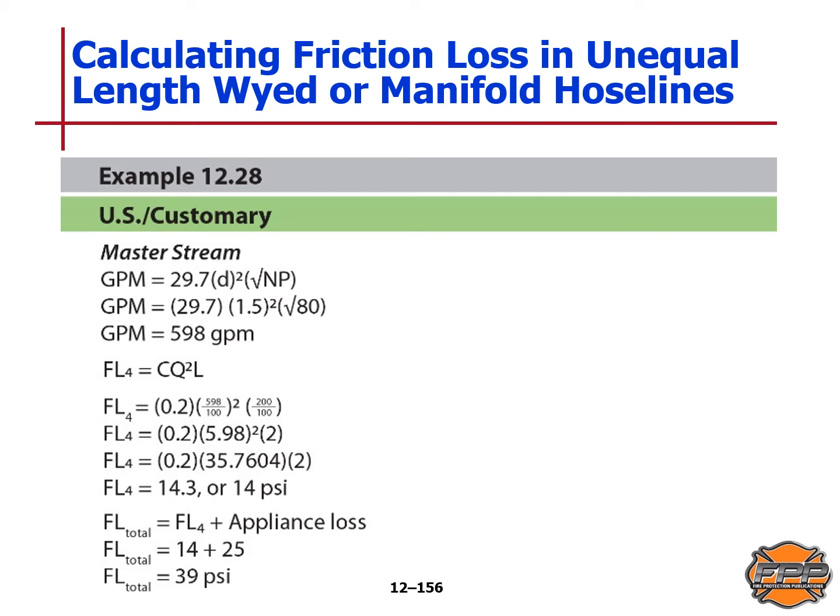The friction loss total is this next thing we have to look at. Friction loss total is friction loss 4 plus the appliance loss. So the friction loss total is 14 plus 25. So friction loss total is 39 psi.